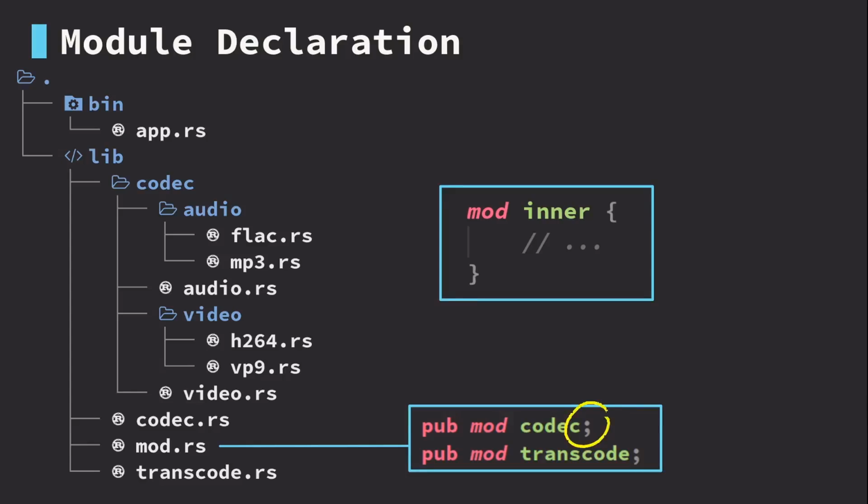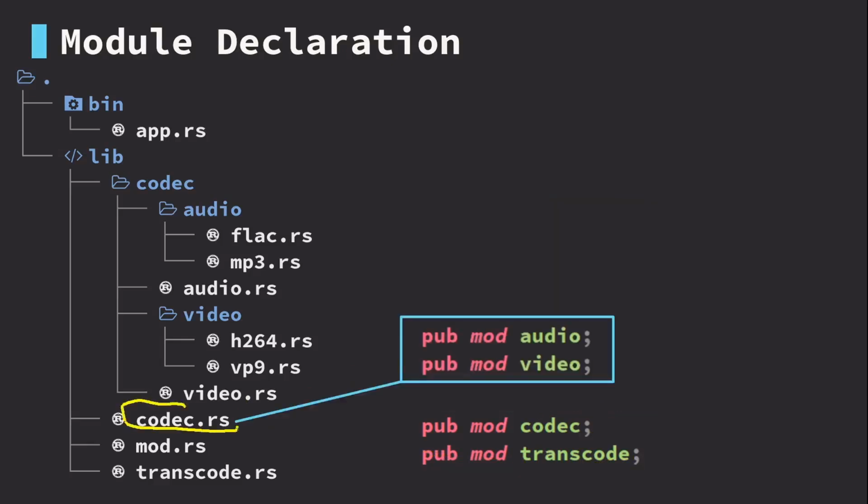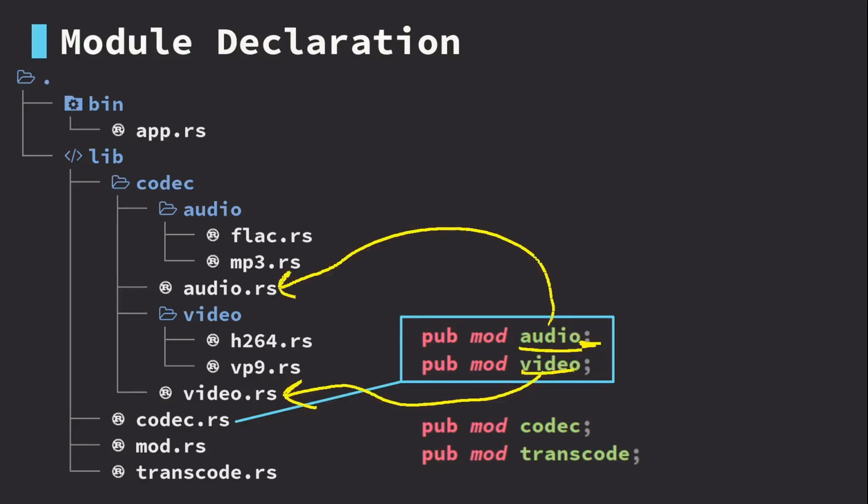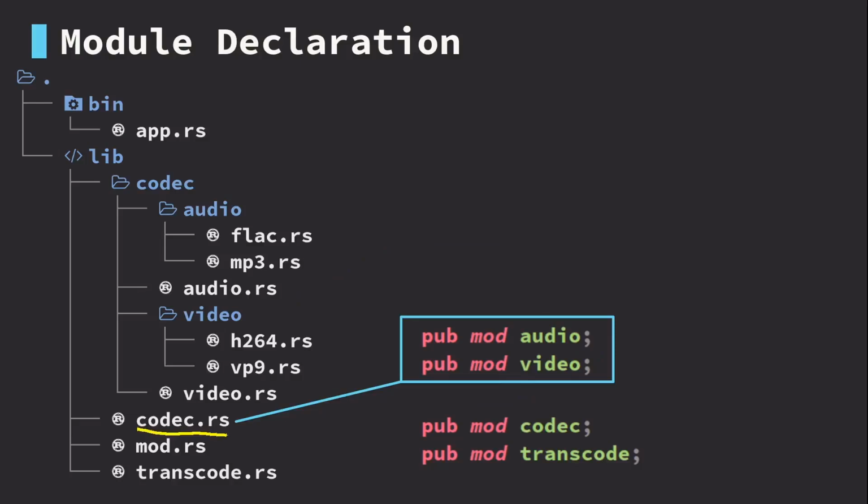So when we have a semicolon, Rust is automatically going to look for a codec.rs and a transcode.rs in the same directory. So now we're taking a look at the code for codec.rs. We have a pub mod declaration for audio and video. Since it ends in a semicolon, this audio declaration refers to this source file, and this video declaration refers to this source file. We know this because we have a codec.rs file and a codec folder. So everything within this codec folder belongs to codec.rs right here.